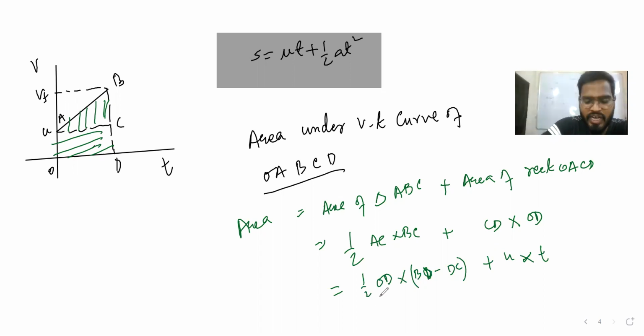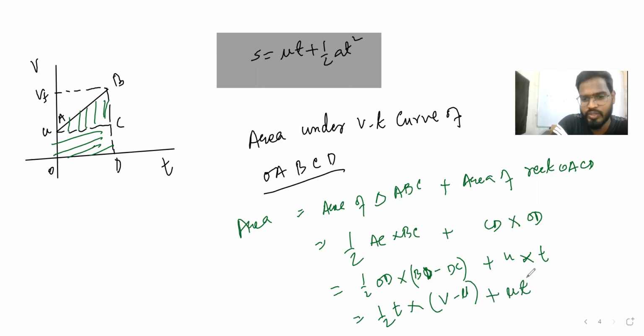BD is what here? Let's write these things also. OD is how much here? T. Plus BD. BD is the final velocity V. DC is U, so U into T. Okay, let's go to the next page.